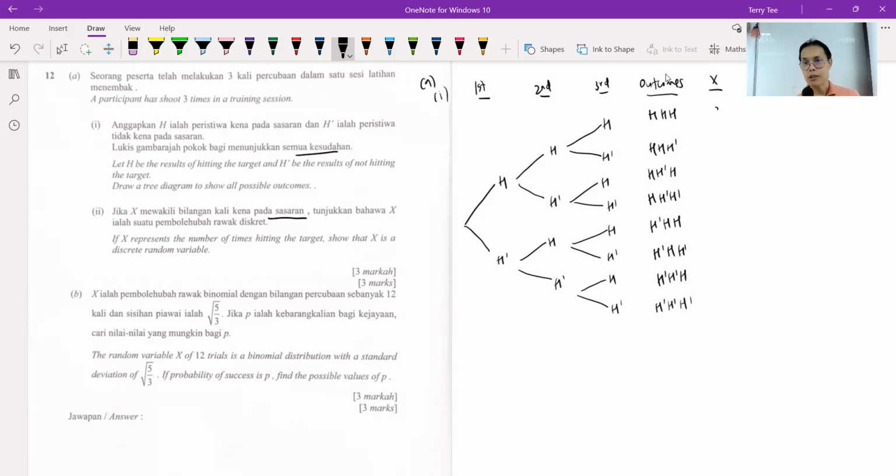You can see the first one, how many times you hit the target? 3. Second one, 2. Next one, 2. This one you miss twice, you hit once. This one you hit twice. This one you hit once, this one you hit none.